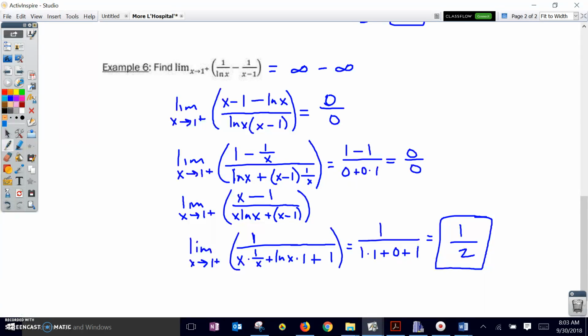Alright, so we saw in this video how to handle indeterminate forms of the form infinity minus infinity: some algebraic manipulation to turn it into either 0 over 0 or infinity over infinity, and then just go ahead and apply L'Hopital's rule.